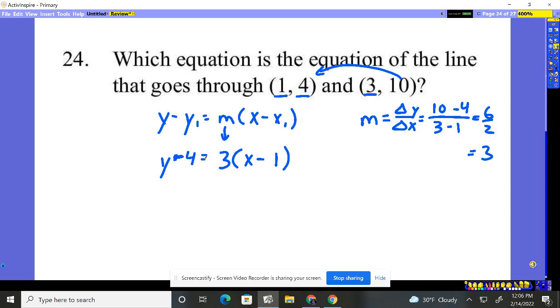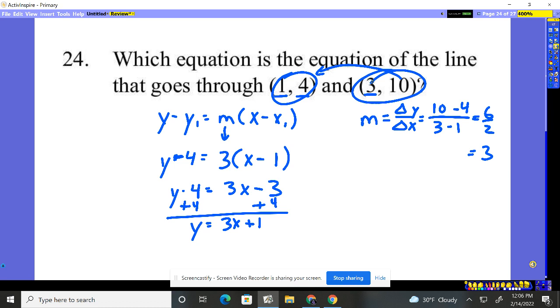Now I just got to clean it up. So y minus 4 equals, I distribute the 3 through, 3x minus 3, and then I add 4 to both sides, and I'll have y by itself, and this will be in slope-intercept form. y equals 3x plus 1 is the equation that goes through (1, 4) and through (3, 10).